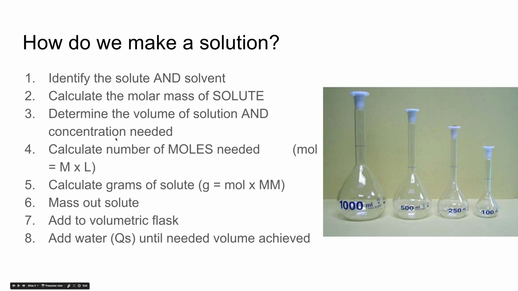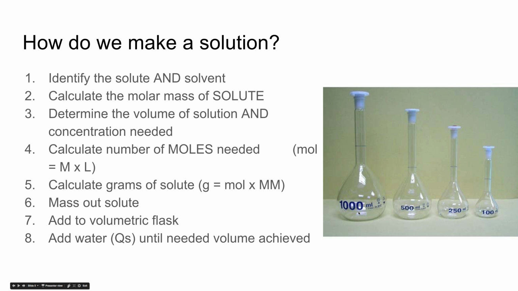I need to have volume and concentration so I can calculate moles. Moles turn out to be molarity times volume. Once I have moles, I can figure out the grams of solute, which is just moles times the molar mass. I get that number of grams. I add it into a certain type of flask called a volumetric flask. These are insanely expensive. If you break them, we do not react nicely because they're very expensive. And then you just add water till it reaches that little black line.